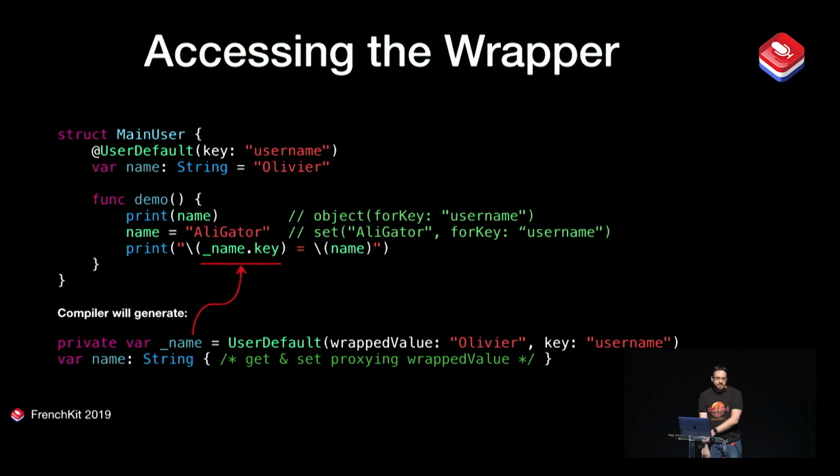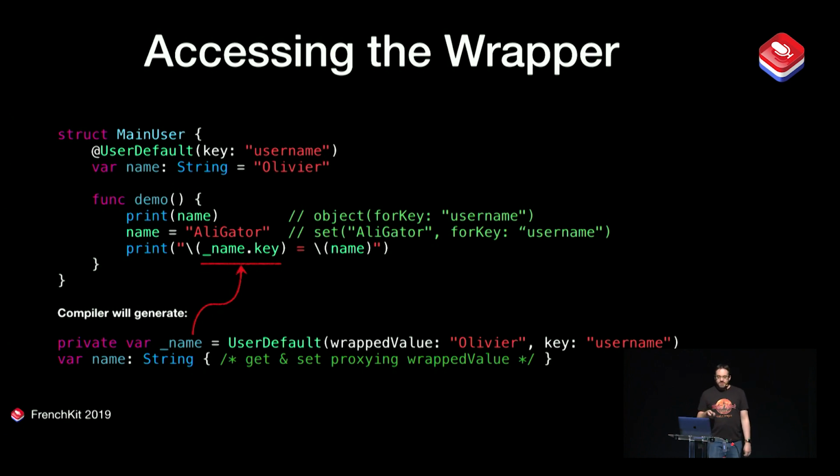So if you want to access those kind of metadata that are attached with the wrapper, you can access underscore name. Underscore name, again, is this property created by the compiler of type UserDefault. And UserDefault is the type that we created earlier with a property like name, default value, whatever. So you can access that as long as you stay in the private scope.